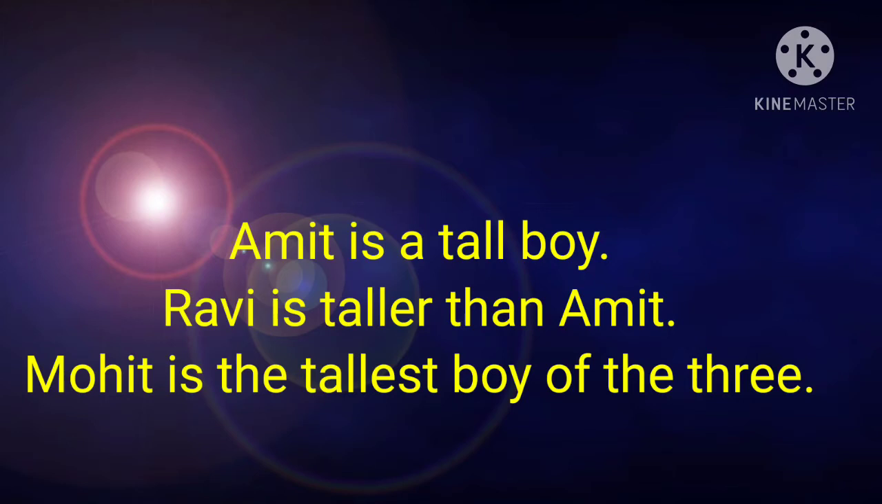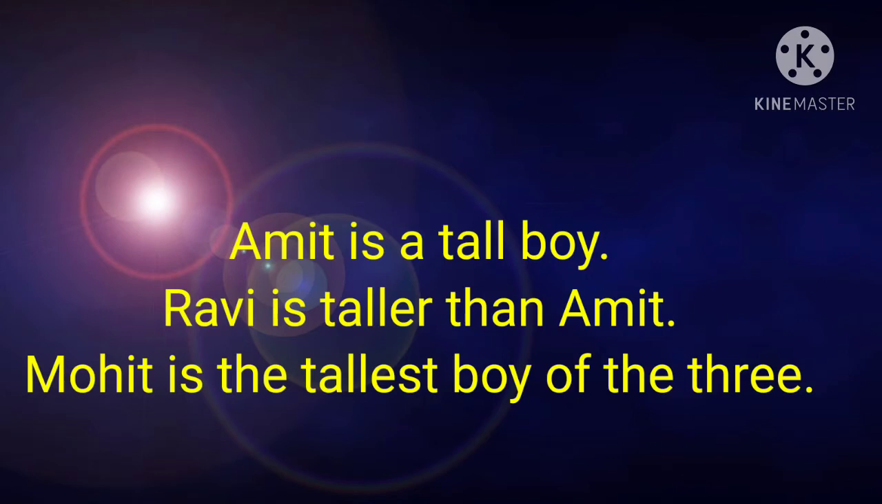Now read the second sentence. Ravi is taller than Amit. Here you can see taller is comparative degree, and in this sentence Ravi and Amit both are compared. Ravi is compared to Amit. So here we have used comparative degree. Comparative degree we use when we make a comparison between two. So Ravi and Amit, there are two people and there is a comparison between two people.